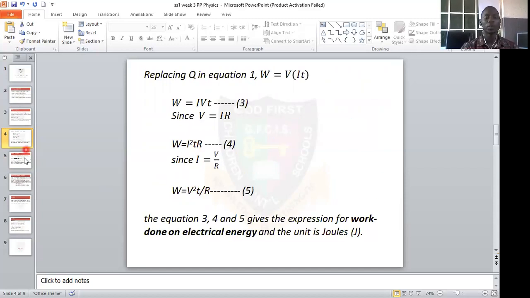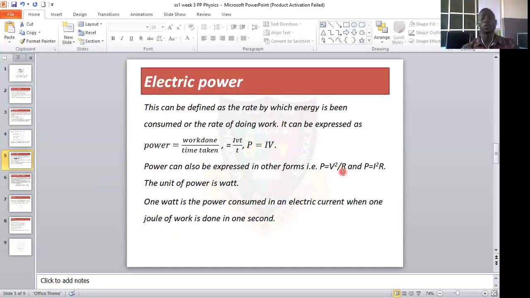If you replace work done with V squared T over R, here you have V squared over R. So these are the three expressions for power. By this parameter, you can be asked to calculate power, given current and voltage. Use this. You can be asked to calculate power using voltage and resistance. You use this. Or calculate power using current and resistance. You use this. So the unit of power is watts.